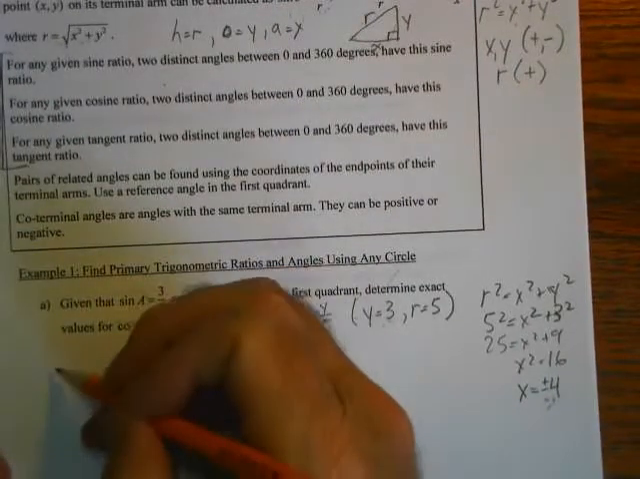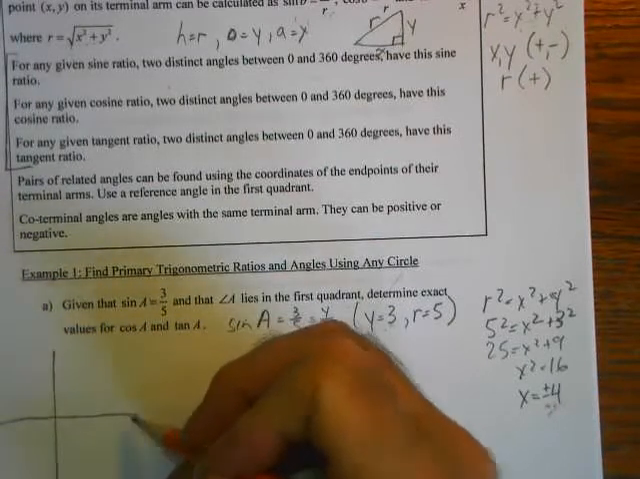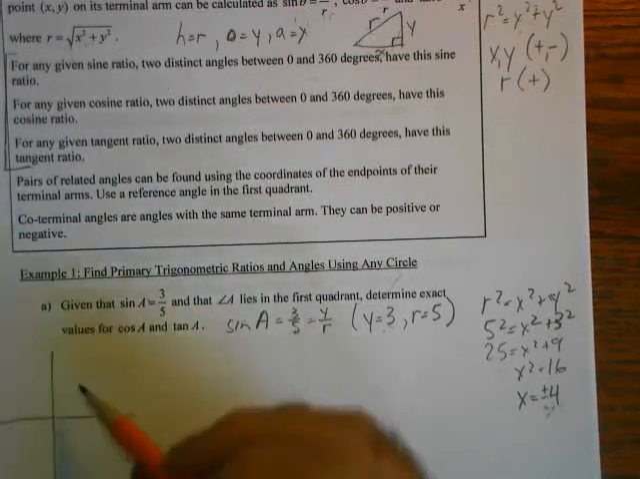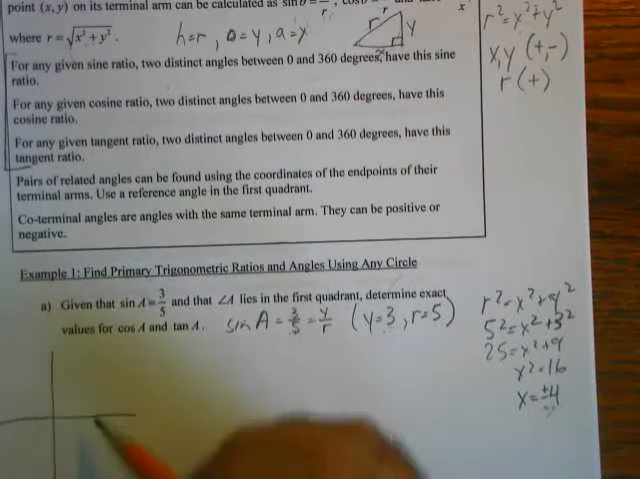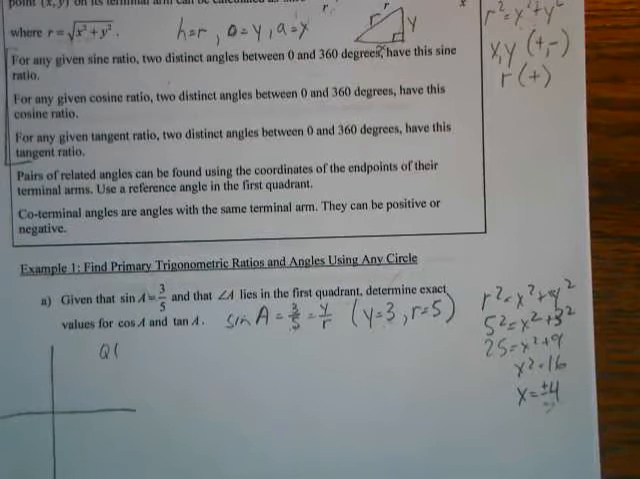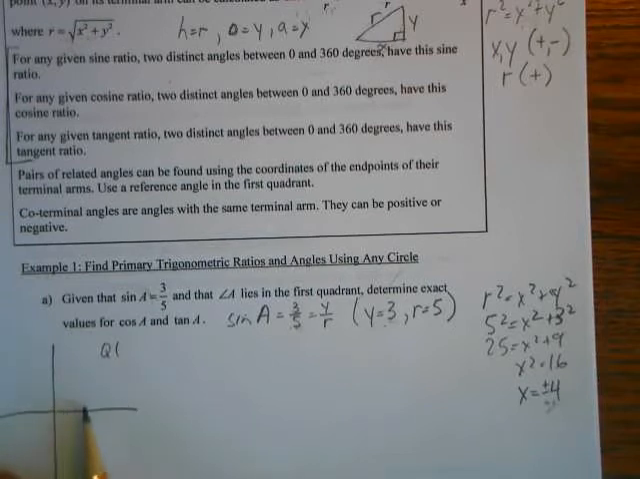So let me just do a quick little sketch here of the XY grid. Okay, now they told us the angle's in the first quadrant, so that means it's somewhere over here. I'll just put Q1 here. So in Q1, what are the values of x? Well, we know in Q1 x is always positive.